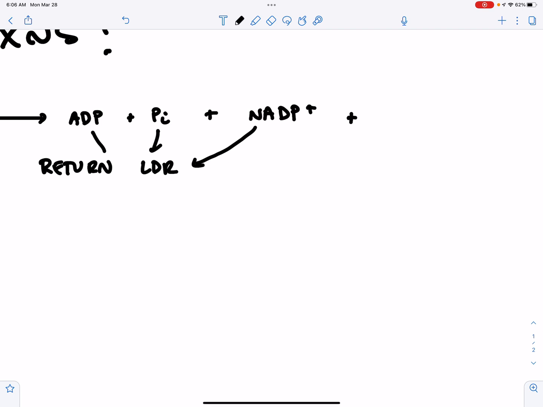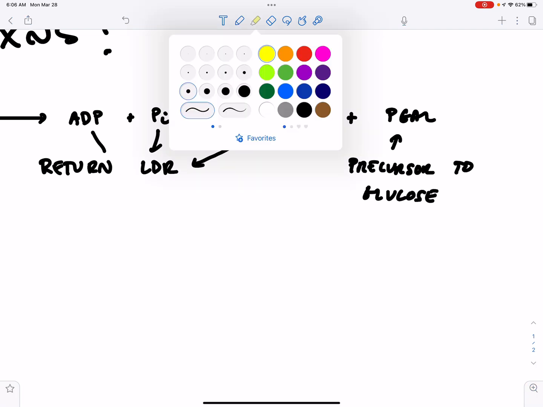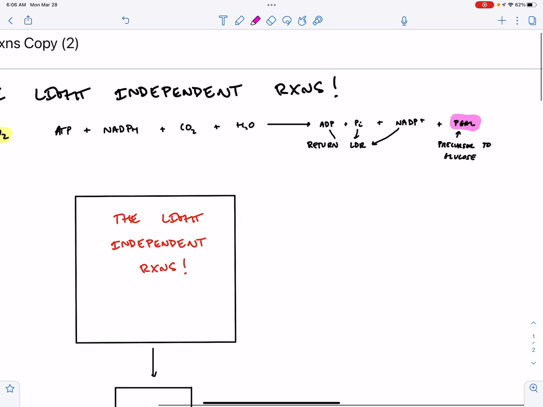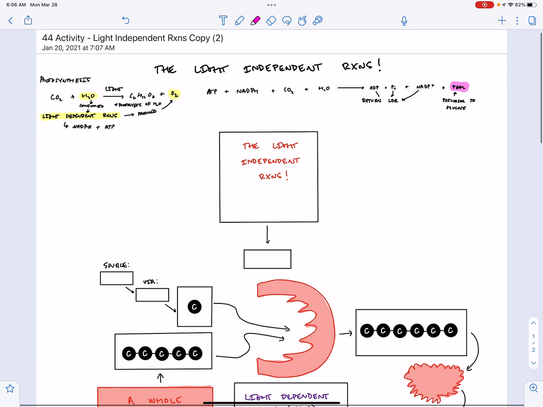But the thing we're going to make in the light-independent reactions that's so important is this molecule called PGAL, which is a 3-carbon compound, and it's a precursor to glucose. And this is the ticket. This is what this whole crazy scheme is for, is to make this PGAL molecule so we can make glucose.